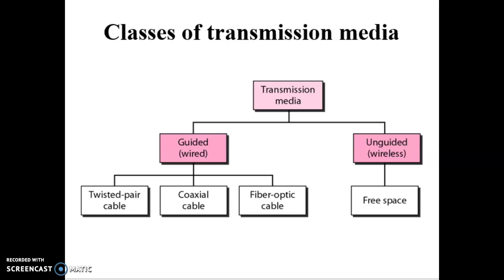Now we will see the classes of transmission media. Transmission media can be broadly divided into two main categories. The first one is guided, that is wired, and the second one is unguided, that is wireless. Guided media can be further classified into twisted pair cable, coaxial cable, and fiber optic cable. Unguided media can be classified into free space. Here we are broadly focused on free space, or unguided media.